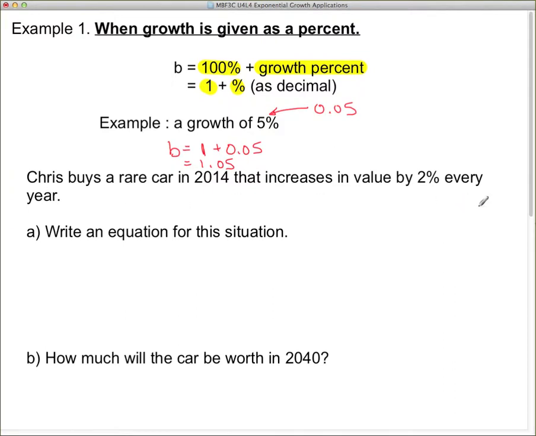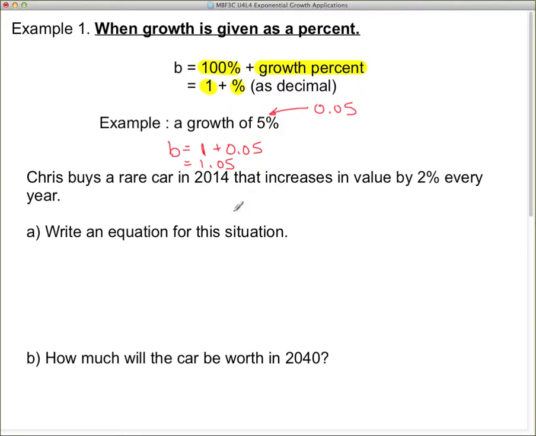Chris buys a rare car in 2014 that increases in value by 2% every year. This is actually a rare car indeed. Very few cars would increase in value, but let's say that this is some sort of an antique car and he takes very good care of it, and it's going to grow in value by 2% every year. So we're going to create an equation for this situation.